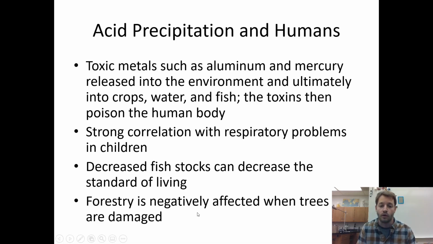So whether it be our fish stocks, whether it be our wood supplies for trees, or whether it's affecting our children directly, acid precipitation can have an impact on humans as well.